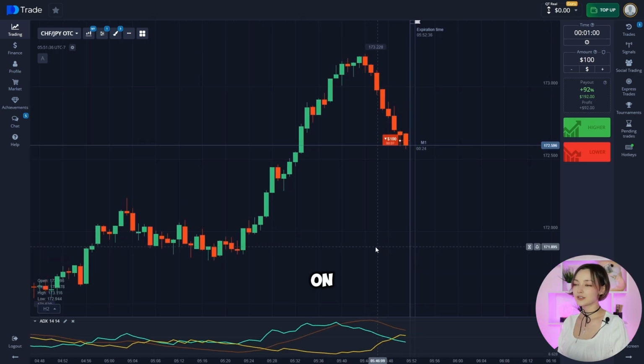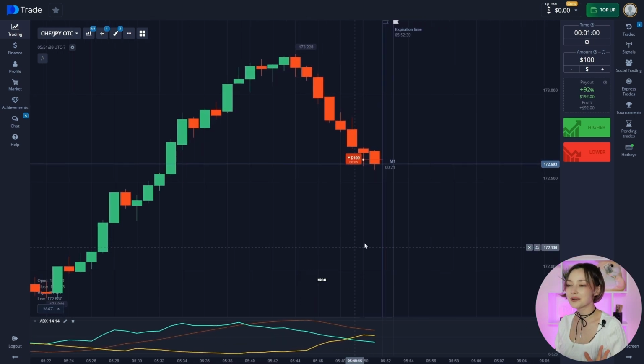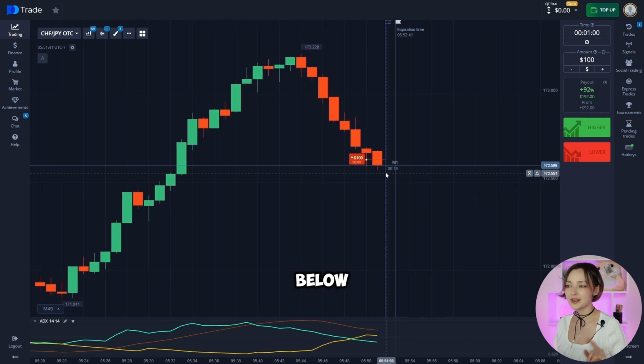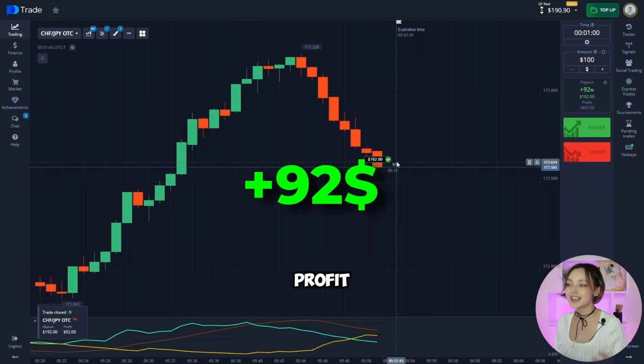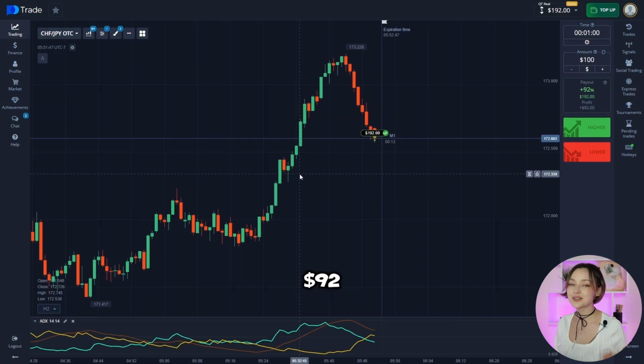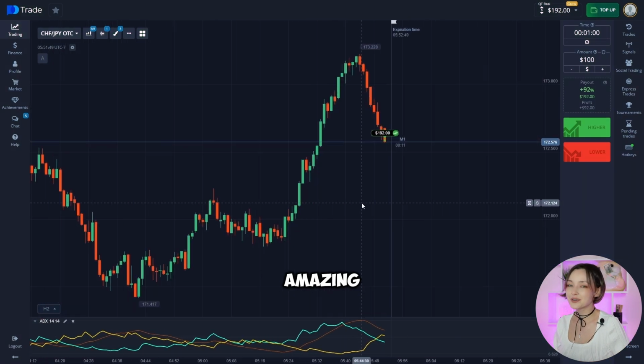So let's zoom in on the chart. We're literally 5 seconds away from the end of the trade. The price is below my entry points, and that's great because my trade is closing in a profit and we've netted $92. That's an amazing result, guys.